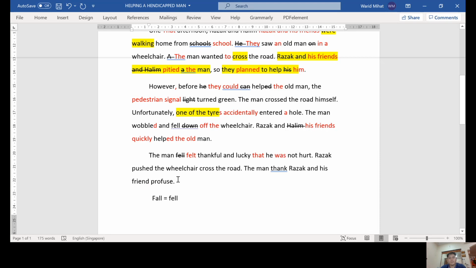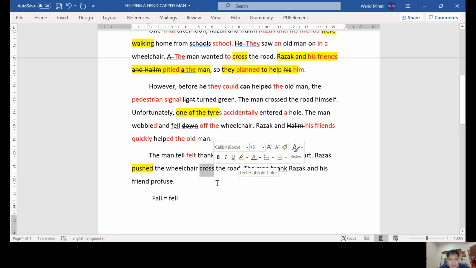Razak pushed the wheelchair across the road. Okay. Kita nak guna across ke cross? Masih lagi push. Sorry. He pushed across. Okay. Dia tak guna cross. Kejap eh. Saya bagitahu dekat you. Razak push. Razak is the subject. Push dekat sini adalah the verb. So push apa? Push across lah. Bukannya push cross. Cross ni adalah verb, kan?